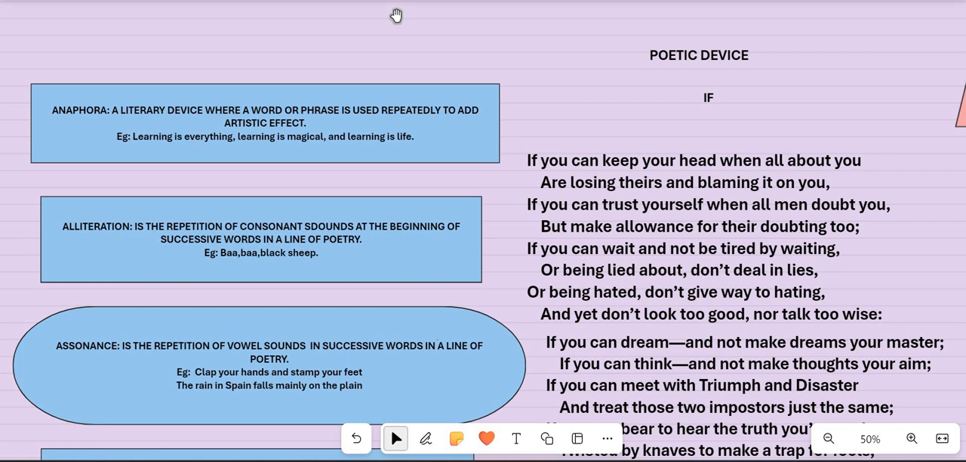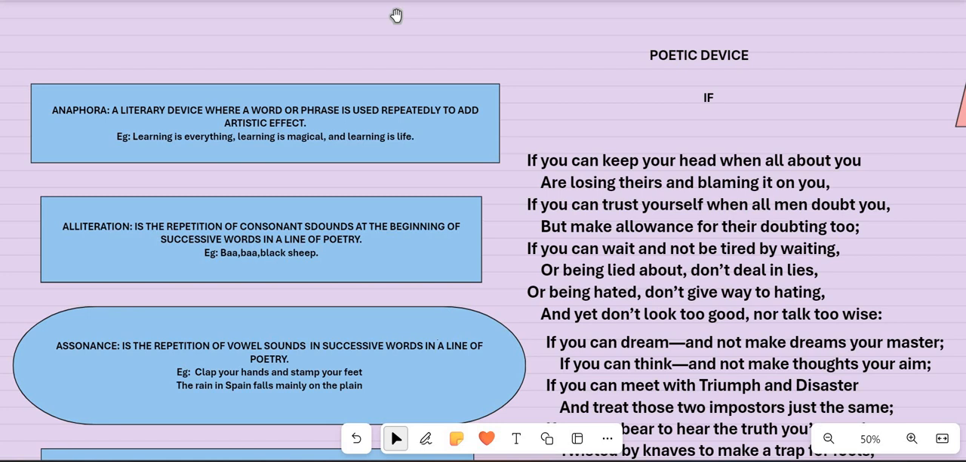So how are you going to identify that? Now, what is the definition of alliteration? Alliteration is a repetition of consonant sounds at the beginning of successive words in a line of poetry. So what is repeated here? Consonant sounds. We are all familiar with the vowel sounds, right? What are the vowel sounds in English? A, E, I, O, U are the vowel sounds. Speech sounds other than the vowel sounds, you call consonant sounds.